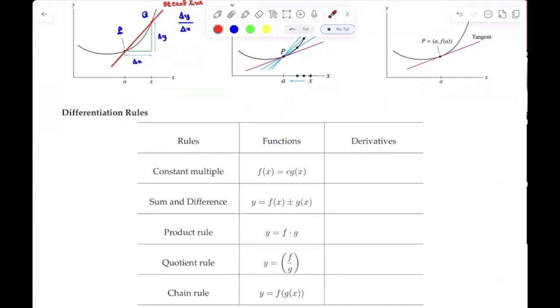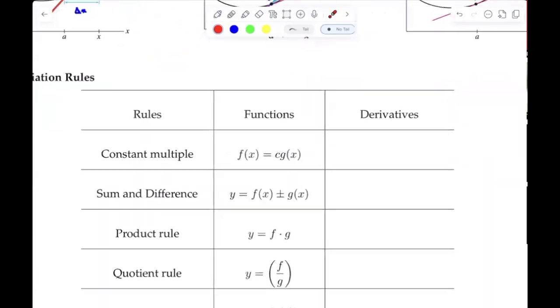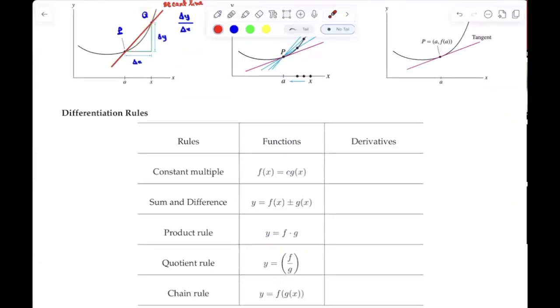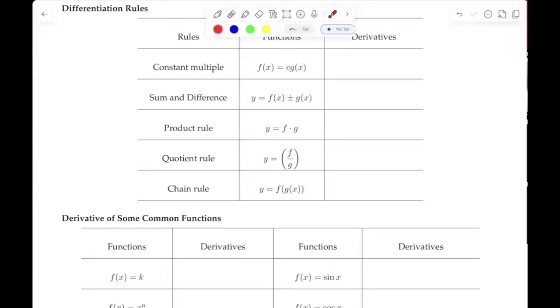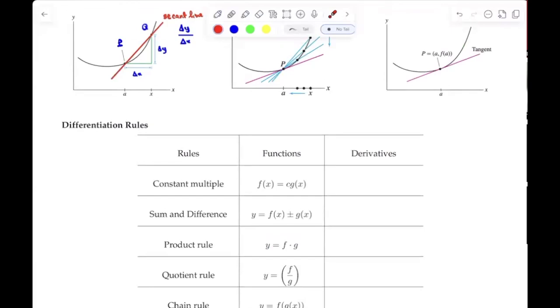All right, after limits and the definition of the derivative, we move on to differentiation rules. You have the constant multiple rule, sum and difference, product rule, quotient rule, and chain rule. Later on, we have some common functions that we usually use to find derivatives. For the constant multiple, you take the derivative of the function and then scale that derivative by the constant c. So f prime of x equals c times g prime of x.